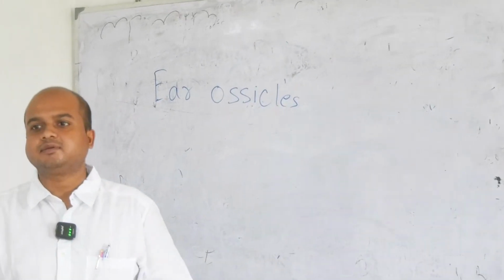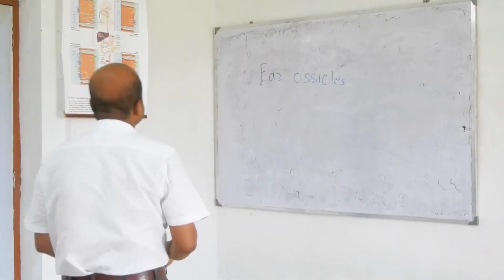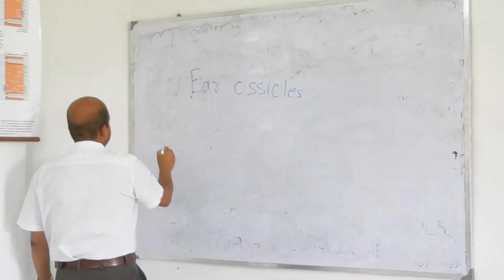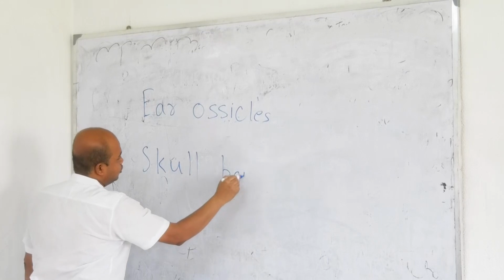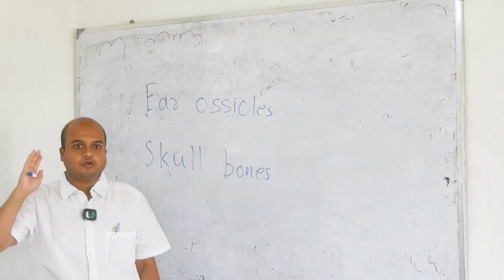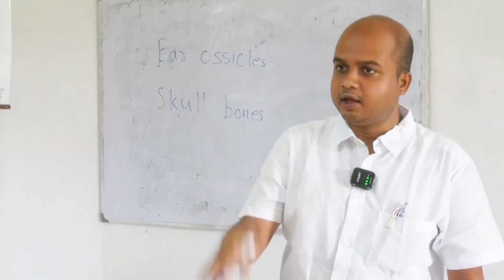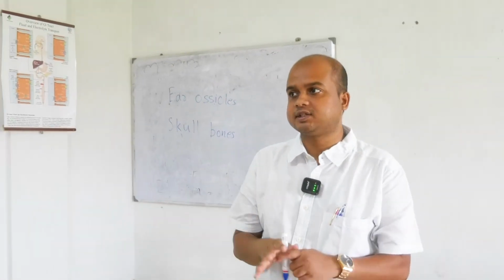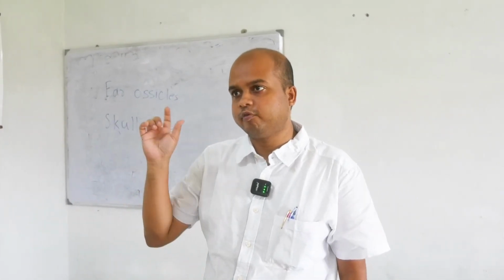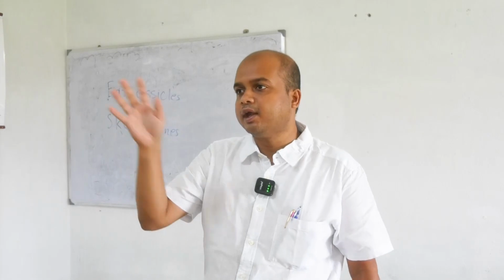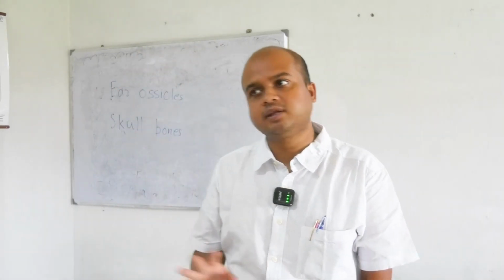What are the ear ossicles? Bones inside there: malleus, incus and stapes, or through skull bones. These are the two paths by which sound can reach the inner ear, the hearing apparatus. Obviously through the cochlear part of the vestibulocochlear nerve, and then it will go to the cerebral cortex for interpretation.